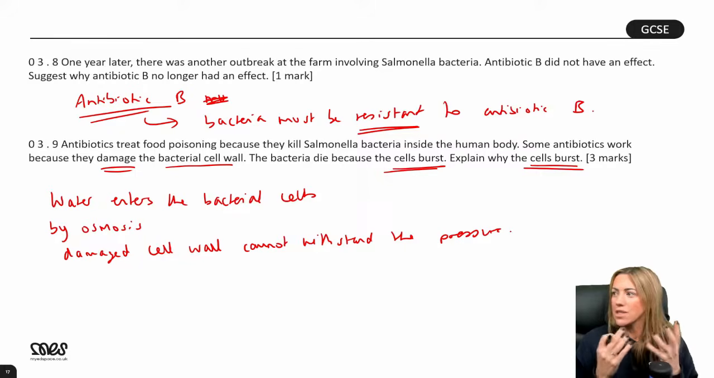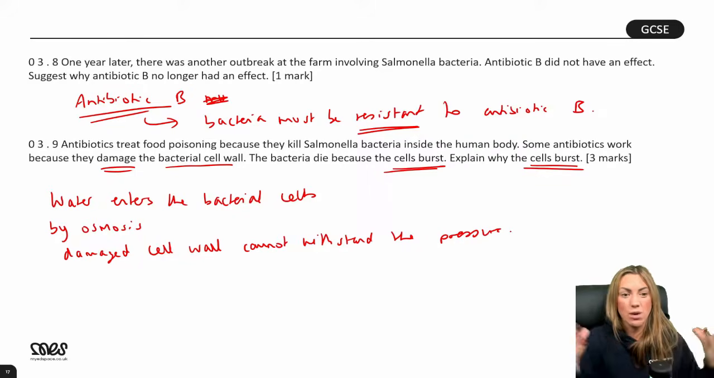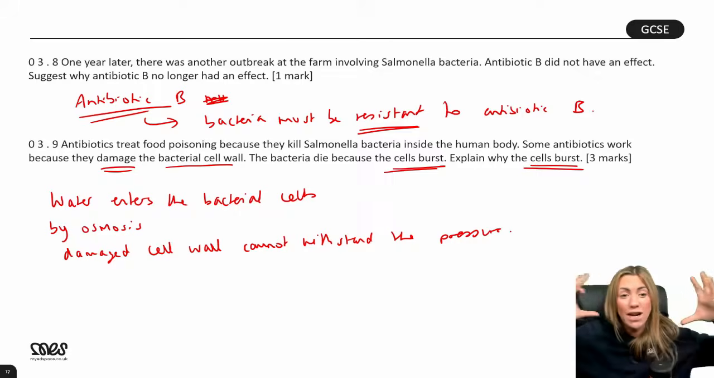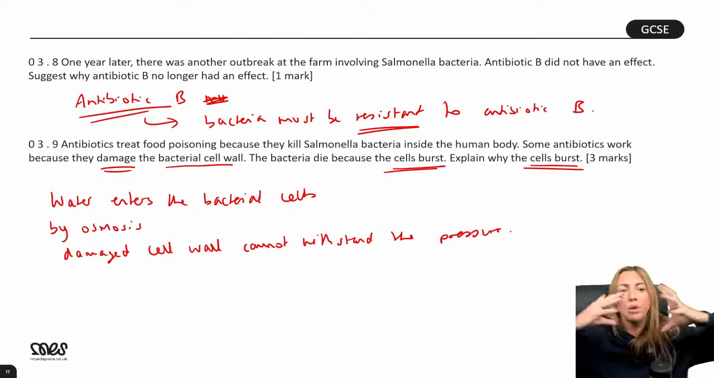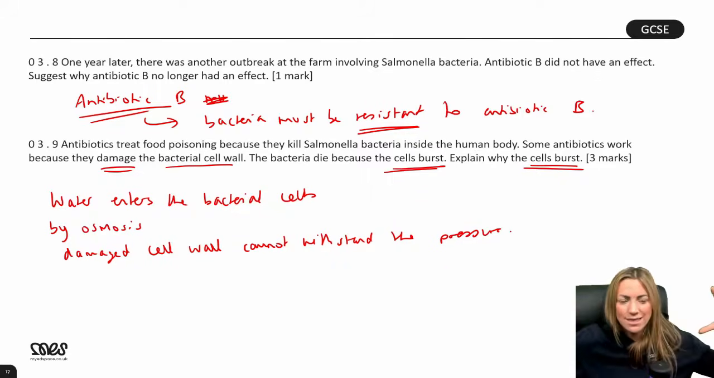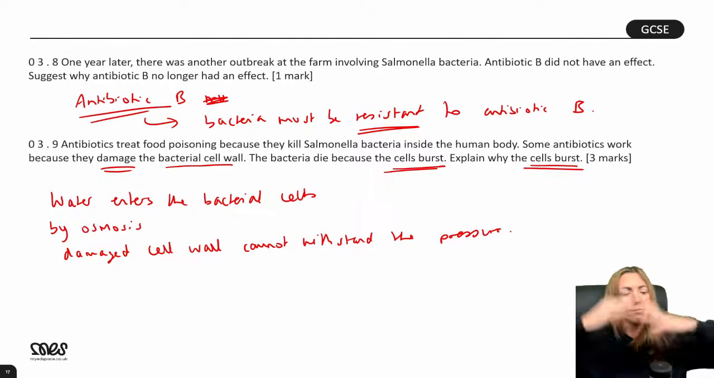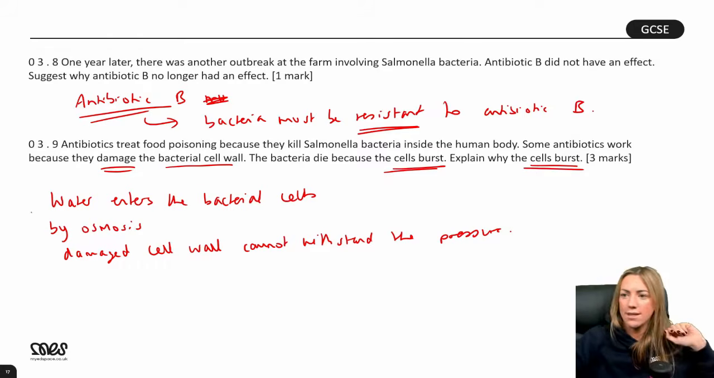And then why does this destroy the cells or cause them to burst? Well, if they're filling up with water, the pressure of that water pushing against the membrane, pushing against the cell wall, if the cell wall is damaged, it cannot withstand that pressure. So the cell is going to burst. And that is 3 marking points.